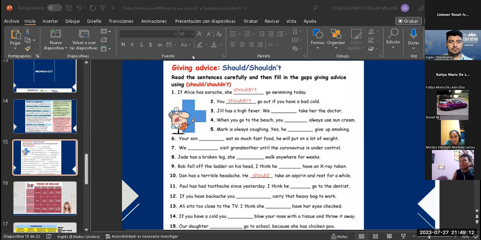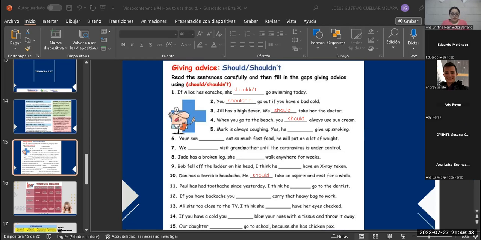Number three, teacher. Jill has a high fever. We should take her to the doctor. Yeah, take her to the doctor. High fevers, that's dangerous. Okay, Eduardo and Christy. Number four, when you go to the beach, you should always use sun cream. Yeah, and nowadays it is more important because you can have sunburn. Okay, let's listen to Christy, and after Christy, we're going to listen to Luisa.